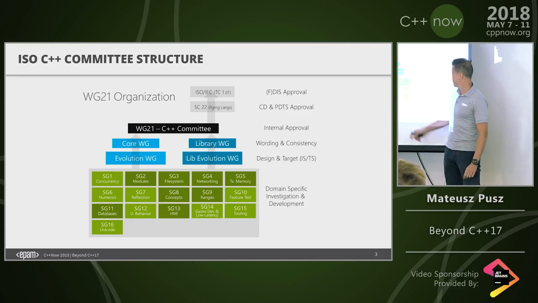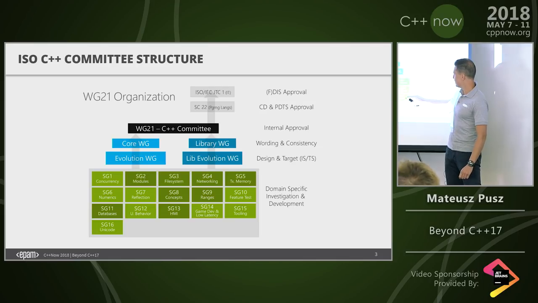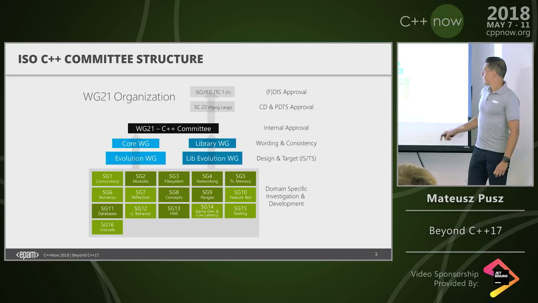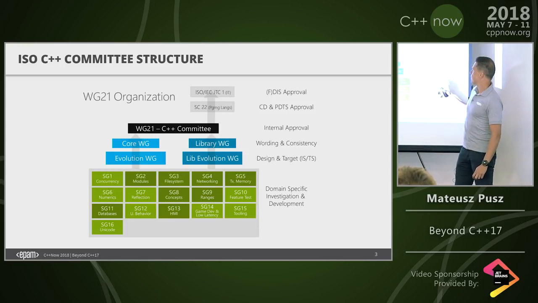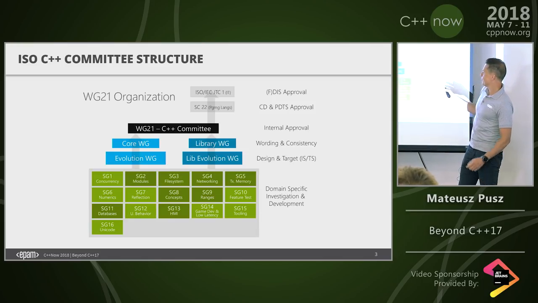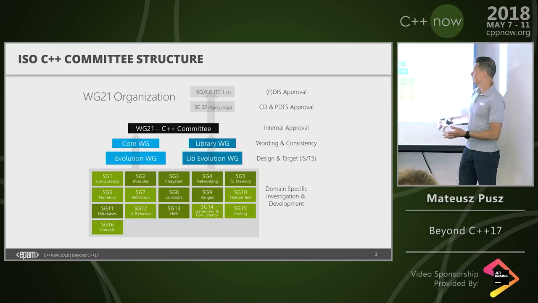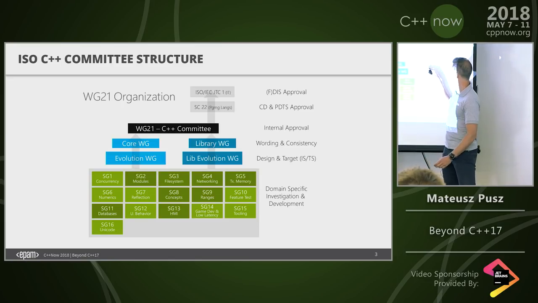Those papers come from the community, the guys like you, from us, from study groups that are, right now we have 16 of them. Two of them were created lately, SG15 for tooling and SG16 for Unicode. And all those papers go through the evolution groups for the core language and for the library. Those groups decide whether the feature suits our needs and is ready to be standardized or not, and provide the feedback to the authors. And when those groups decide that the feature is okay, they pass it to so-called wording groups.